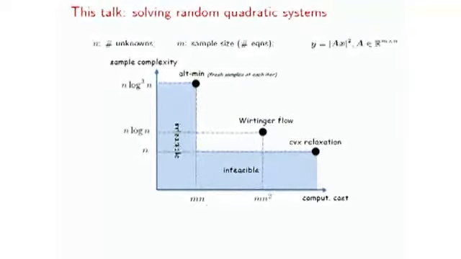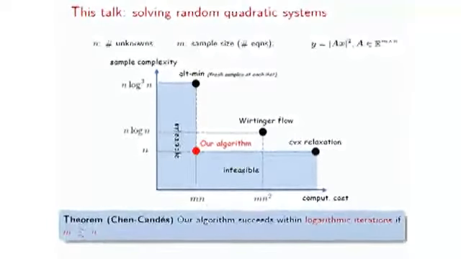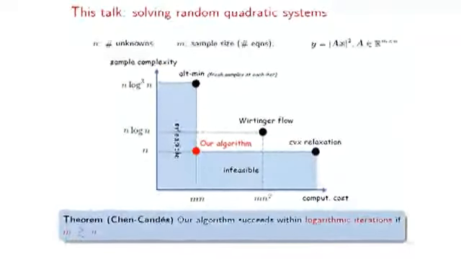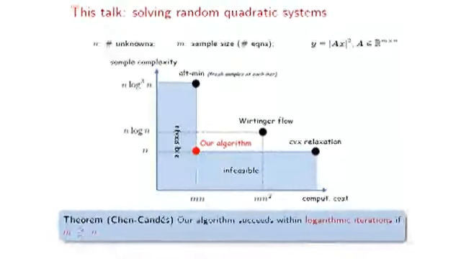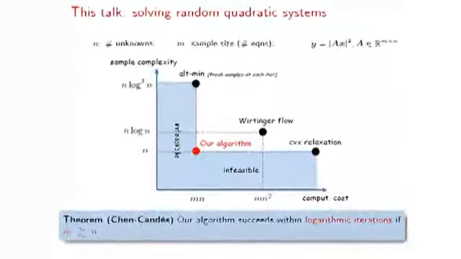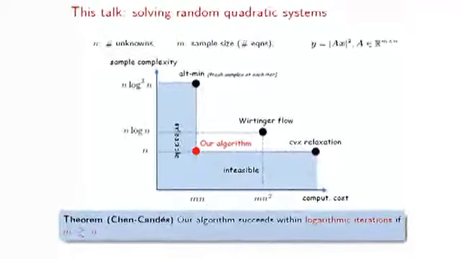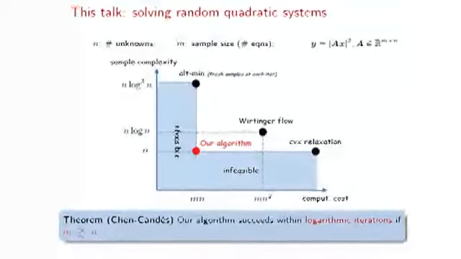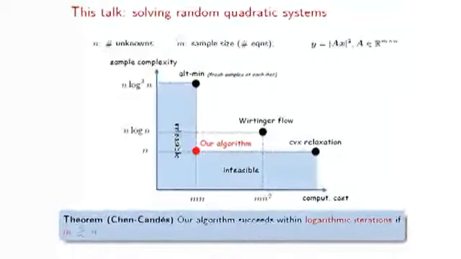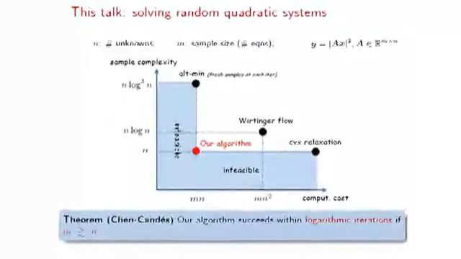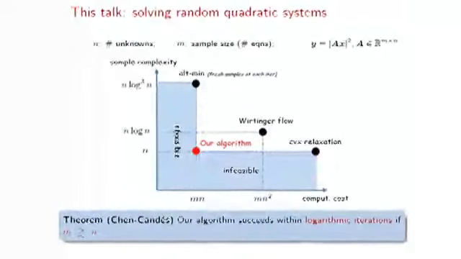So in today's talk, I'm going to propose an algorithm that can hit the lower limit for both sample complexity as well as computational cost. More precisely, we propose an algorithm, which I will describe a bit later, that provably succeeds within linear time, and with minimal sample complexity. This is good in theory, and it is also appealing in practice.